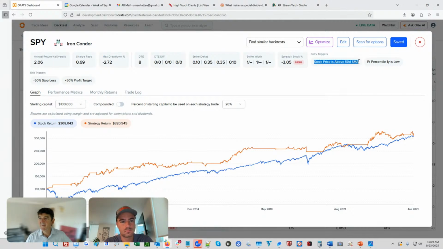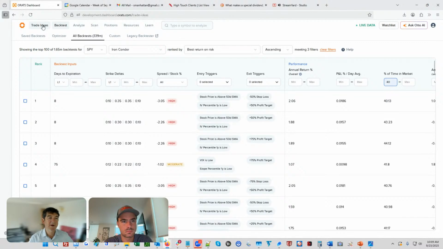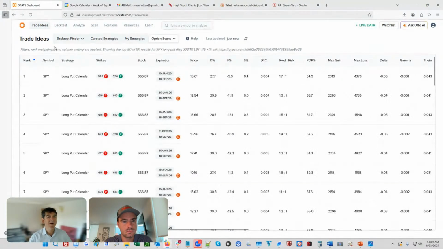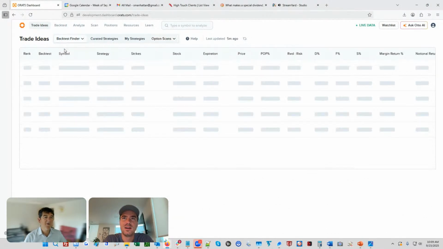Is the stock above the 50-day? Is the IV percentage low? And then we will show these in the trade ideas. Was that clear enough for that part, Tyler?